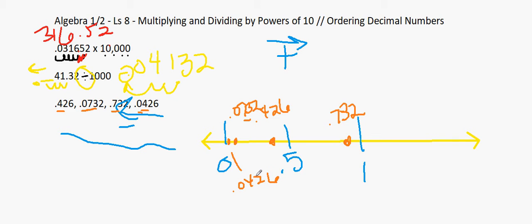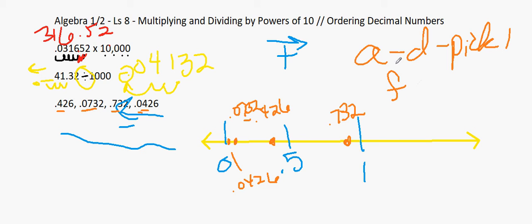You're going to need to do that on practice F, least to greatest, with some decimals. You'll also want to pick one, A through D. So A through D, pick one, and then do F. So 2 total. Okay? Good luck.